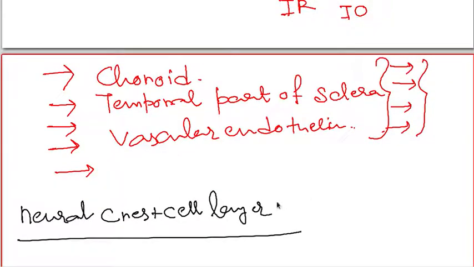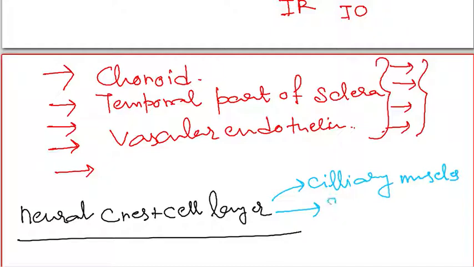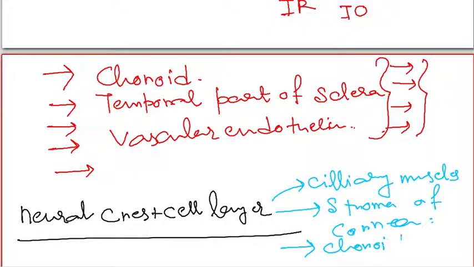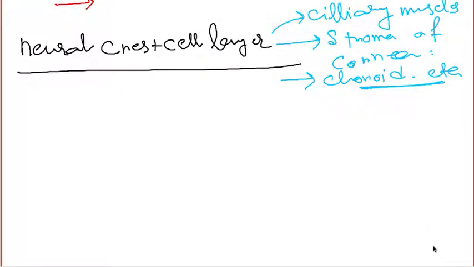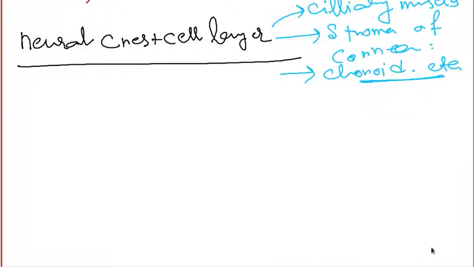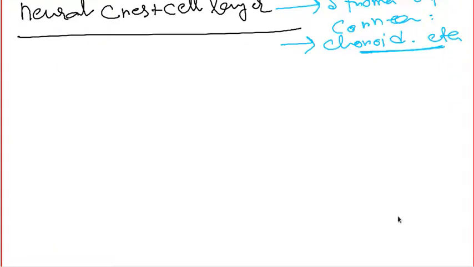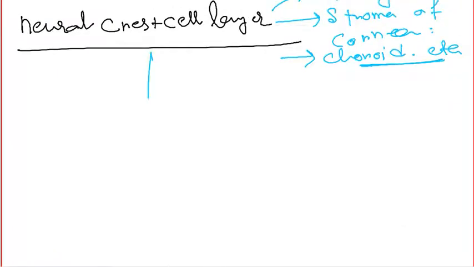Ciliary muscles are coming from the neural crest layer, stroma of cornea, choroid also, etc. These are coming from neural crest layer cells. Okay, so if we go into detail of the neural crest layer cells, it has two parts.